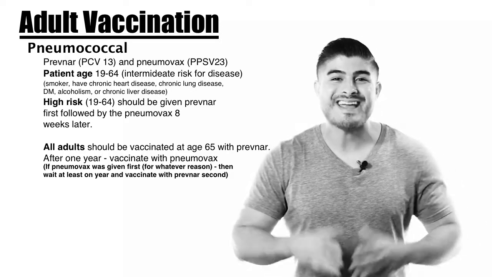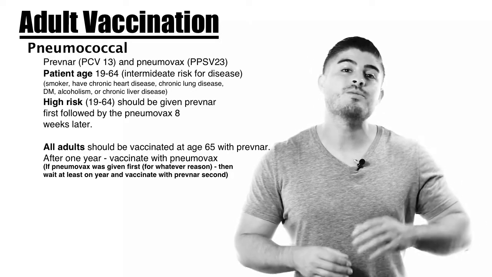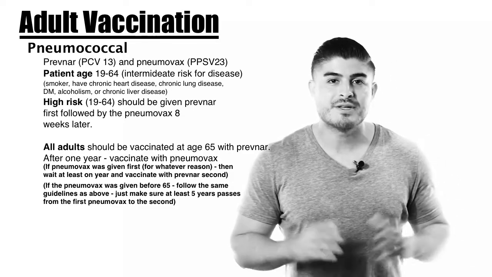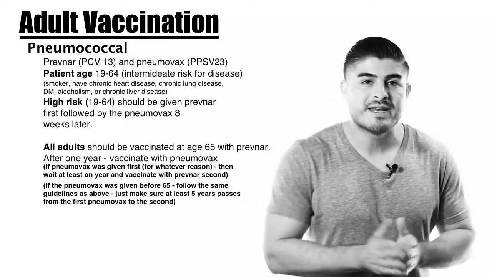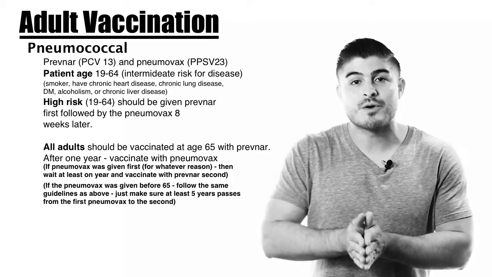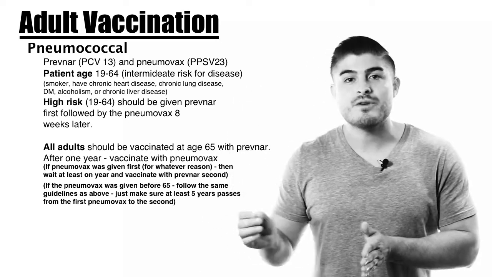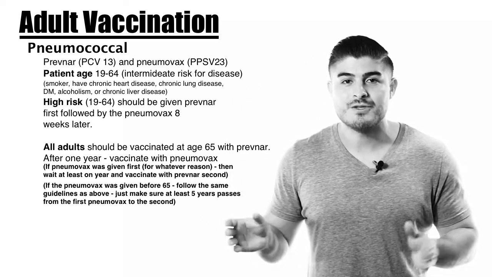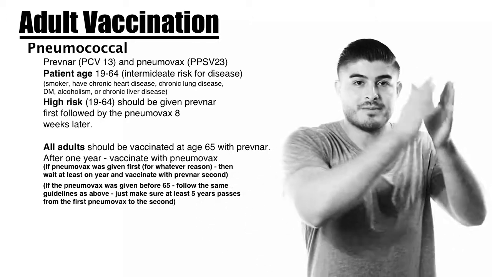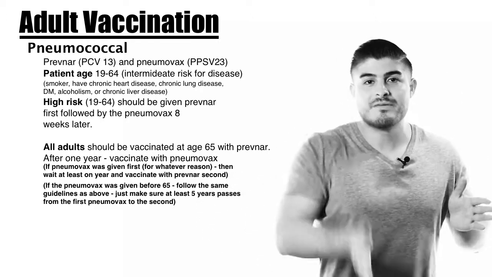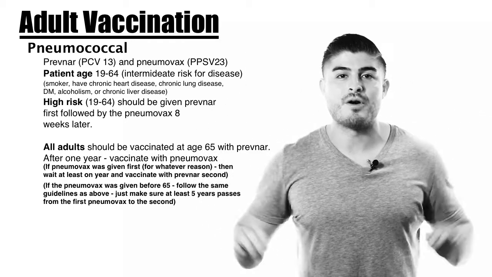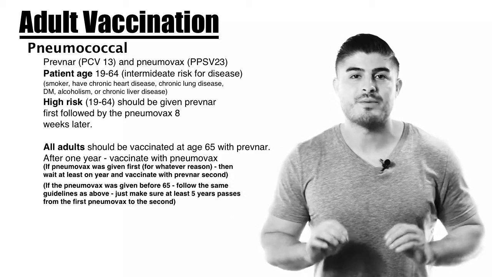Now, if you have a high-risk patient that received the Pneumovax before the age of 65, we're going to follow the same schedule. So let's say at age 40, they received the Pneumovax. Now they hit 65. Again, we're going to give Prevnar at 65. 1 year later, we're going to give the Pneumovax. The only nuance here is that we have to make sure that the 2 doses of the Pneumovax are at least 5 years apart. So it's going to be Pneumovax before 65, Prevnar at 65, and then Pneumovax. So those 2 Pneumovax need to be at least 5 years apart. That is the only nuance here that we have to keep in mind.